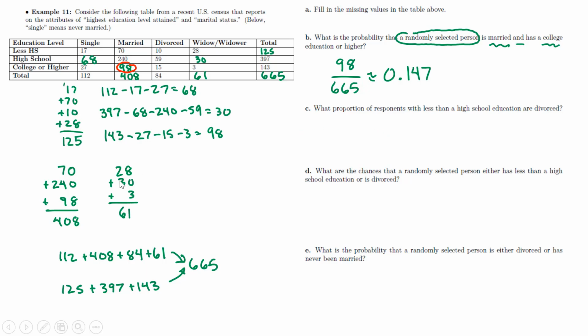All right, so let's try part C. What proportion of respondents with less than a high school education are divorced? That's our question.